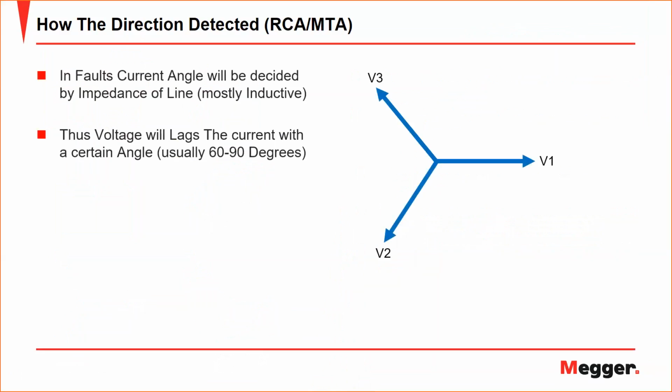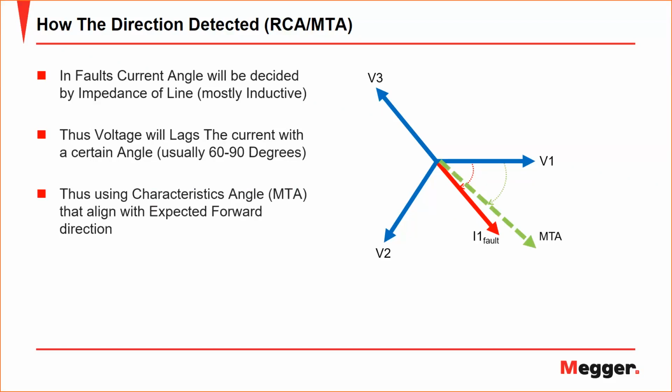So how can I detect the direction from this reference angle? Let's say I have a three-phase system, V1, V2, V3, a balanced three-phase system. If a fault happens, I know that the fault angle, because it's mostly inductive, will have this shape, or an angle usually from 60 to 90 degrees.